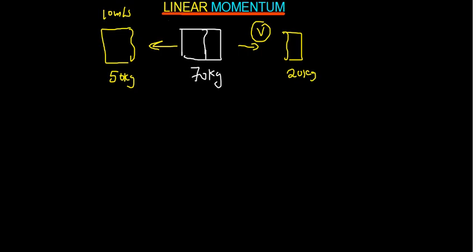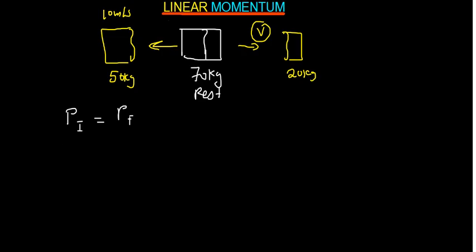Now, since we have said momentum is conserved, we are going to say initial momentum is going to be equal to final momentum. Okay, initially we had this object and we are taking that it is at rest.